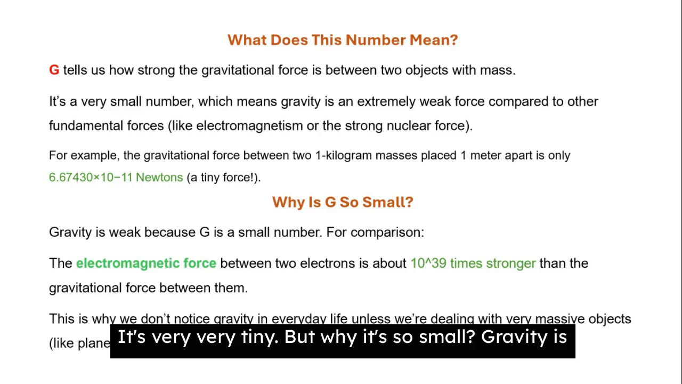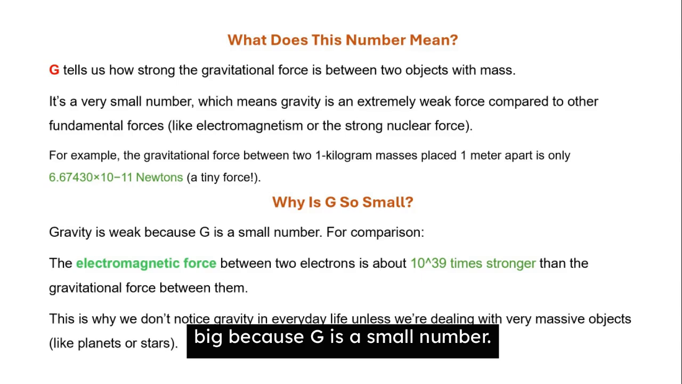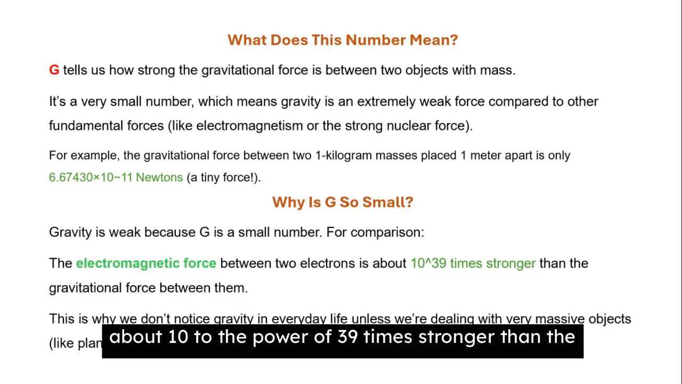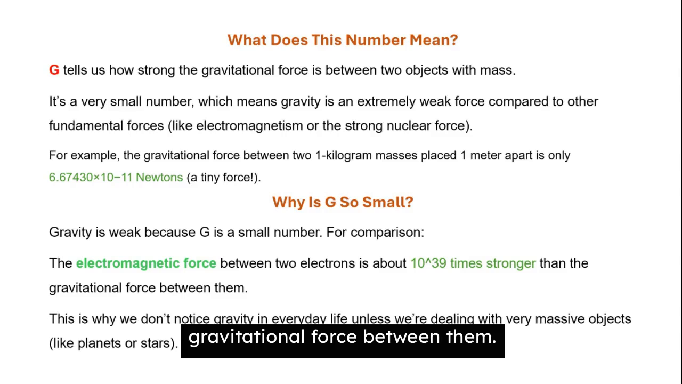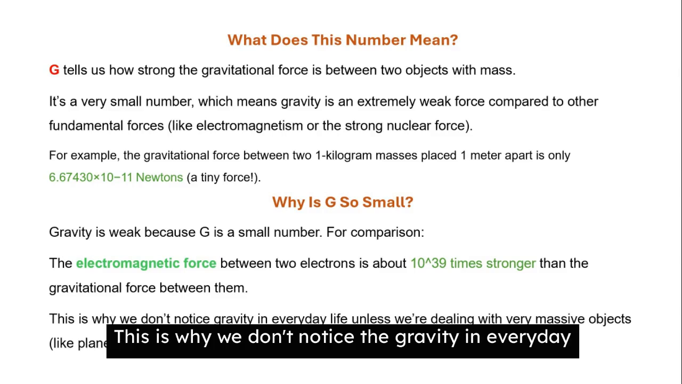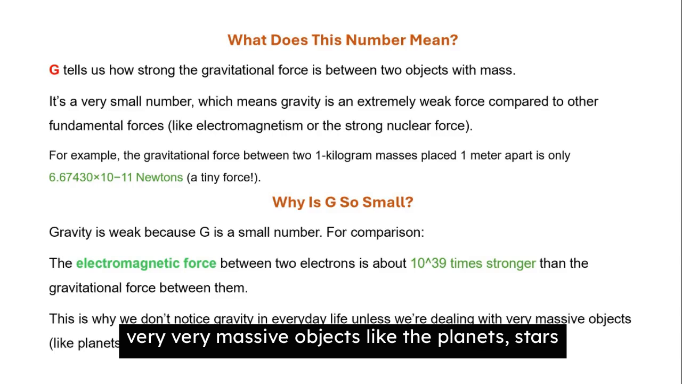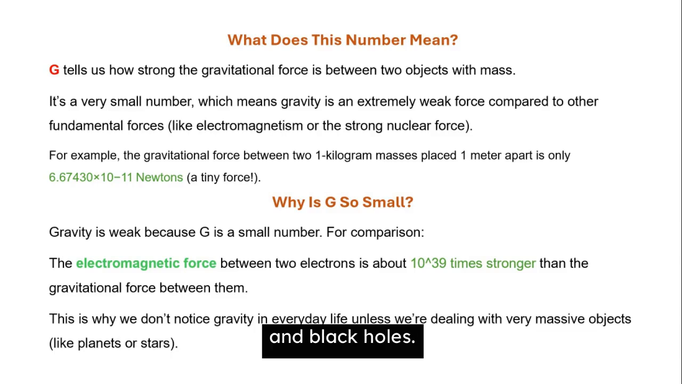It's very tiny. But why is it so small? Gravity is weak because G is a small number. For comparison, the electromagnetic force between two electrons is about 10 to the power of 39 times stronger than the gravitational force between them. This is why we don't notice gravity between two masses in everyday life, unless we are dealing with very massive objects like planets, stars, and black holes.